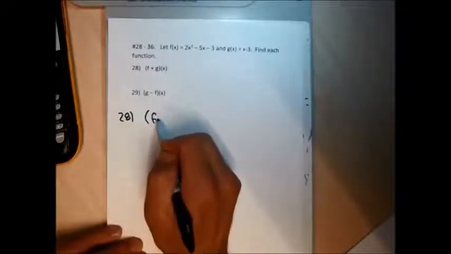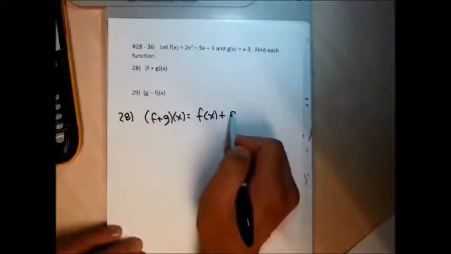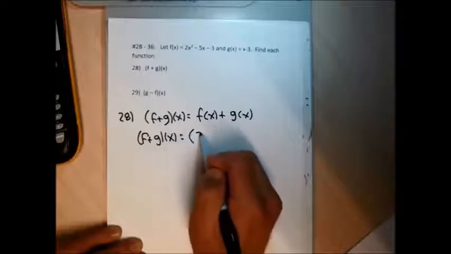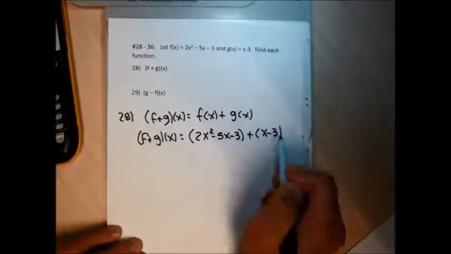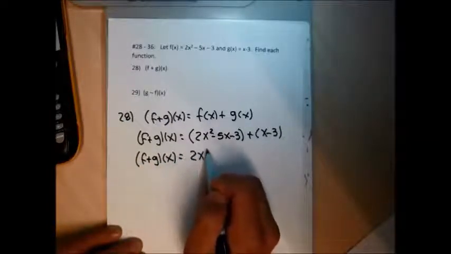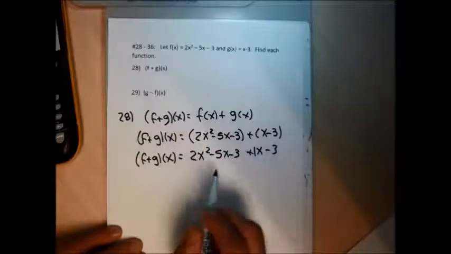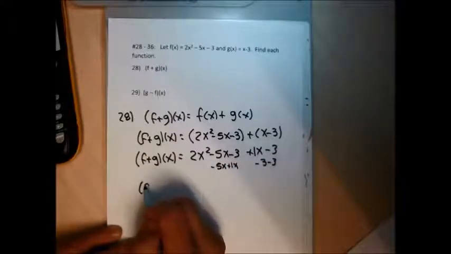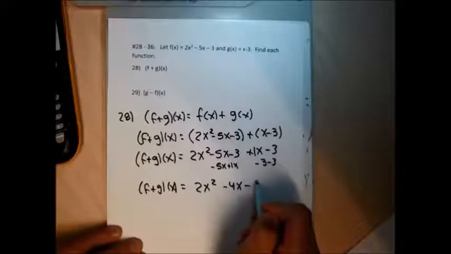I'm asked to find f plus g of x, and that equals f of x plus g of x. So f plus g of x will equal the right side of the f function, 2x squared minus 5x minus 3, plus the right side of the g function, x minus 3. Those parentheses absolutely weren't necessary. I'm just going to drop those and get 2x squared minus 5x minus 3 plus x, which is really 1x, minus 3. I'm going to combine the minus 5x and plus 1x and the minus 3 and minus 3 and get f plus g of x equals 2x squared minus 4x minus 6.